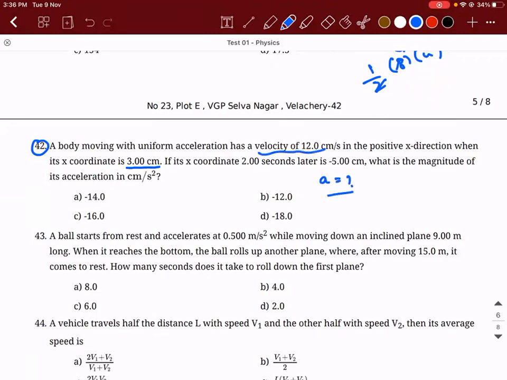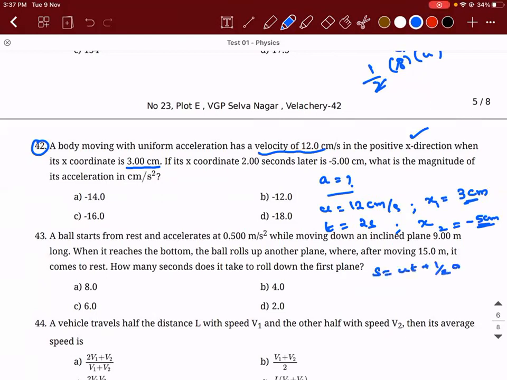Has a velocity u is equal to 12 centimeter per second in the positive x direction, and the x coordinate at that instant is equal to 3 centimeter. Its x coordinate 2 seconds later is minus 5 centimeter. So after t is equal to 2 seconds, its x coordinate is minus 5 centimeter. Now, what is the magnitude of the acceleration? So how to do this, guys? S is equal to ut plus half at square, because they use the word uniform acceleration. So what is the total displacement of the object?